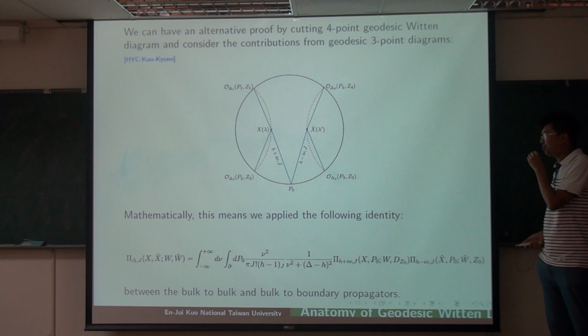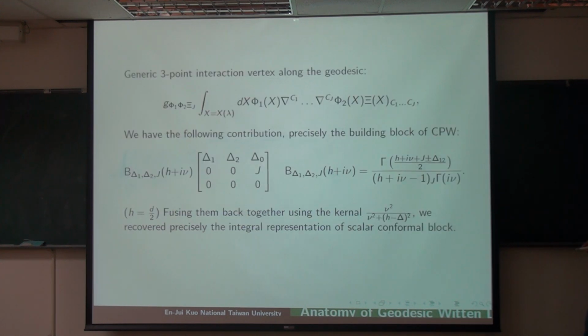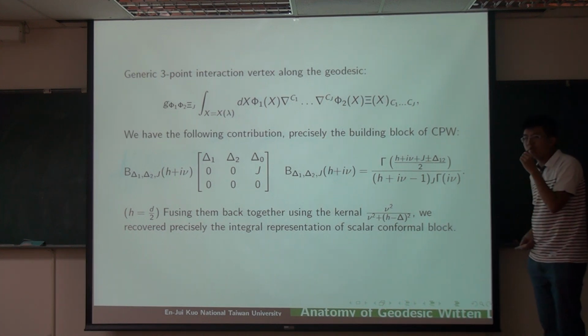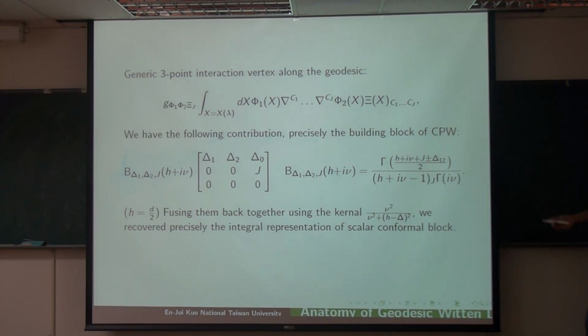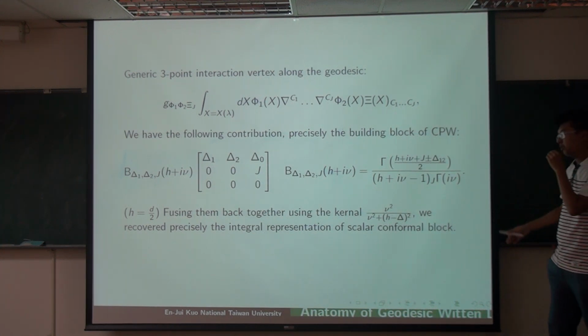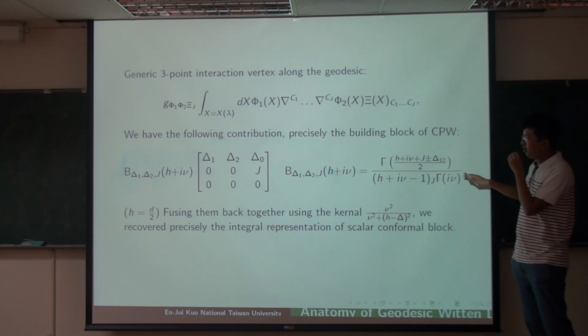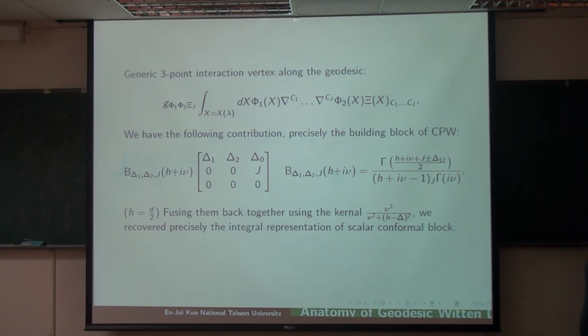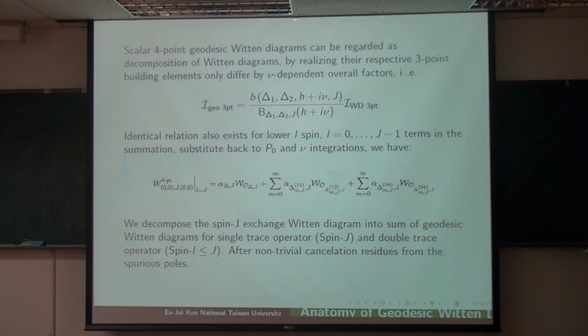I don't show the detail, but in our paper we show the detail of how to compute this. So using this way, we can first prove the geodesic Witten diagrams are the conformal blocks, and compare these two big factors. The gamma factors can show the physical single trace and double trace operators. So this is the first achievement in our paper. Yeah, so this is just some detail.